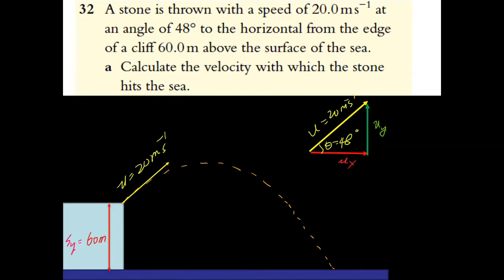A stone is thrown with a speed of 20 meters per second at an angle of 48 degrees to the horizontal from the edge of a cliff 60 meters above the surface of the sea. A. Calculate the velocity with which the stone hits the sea.